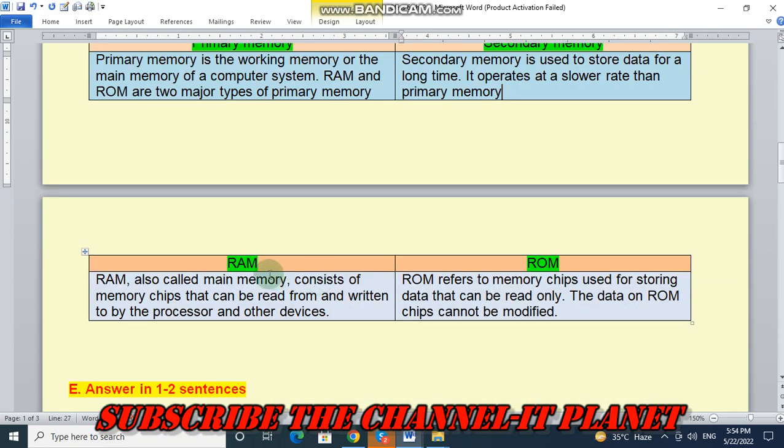Second difference we have to see is RAM and ROM. RAM, also called main memory, consists of memory chips that can be read from and written to by the processor and other devices. The next is ROM. ROM refers to memory chips used for storing data that can be read only. The data on ROM chips cannot be modified. So this is the main difference between RAM and ROM.